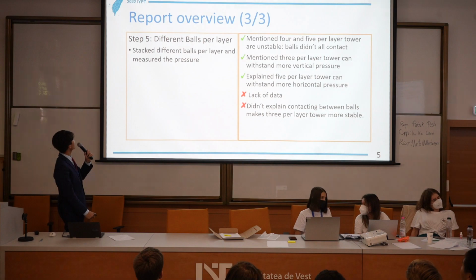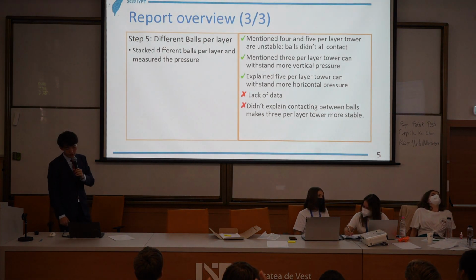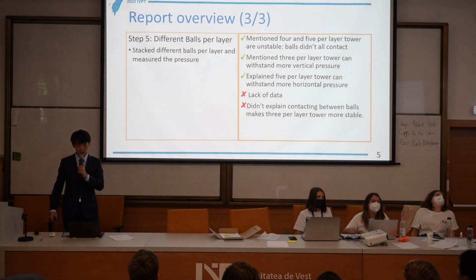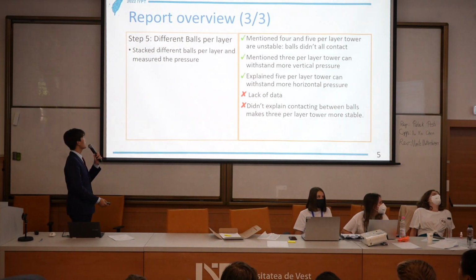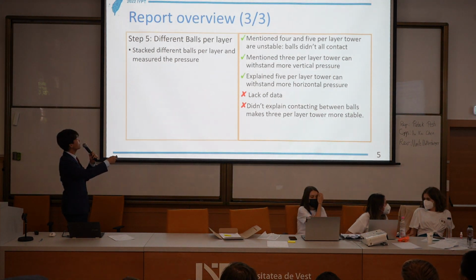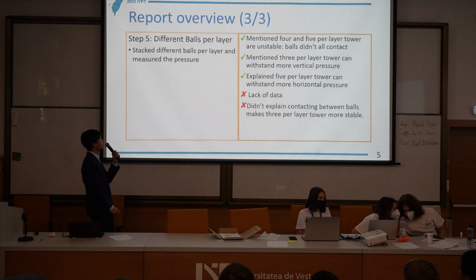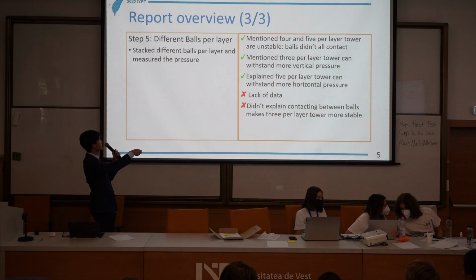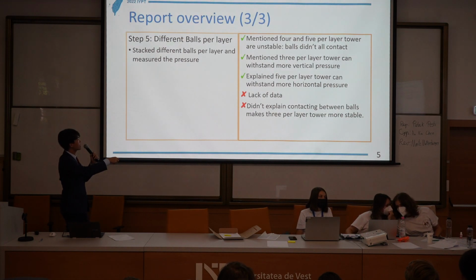And third, they did the experiment with different numbers of balls per layer, which is what the problem statement told us to do. They mentioned that the 4 and 5 per layer towers are unstable, and in the data they didn't mention the contact between balls that makes the 3 per layer tower more stable.